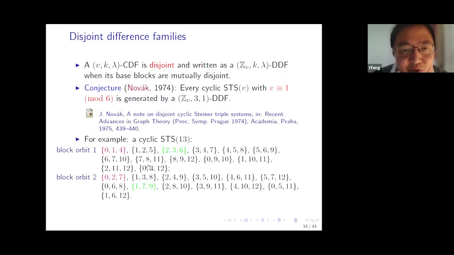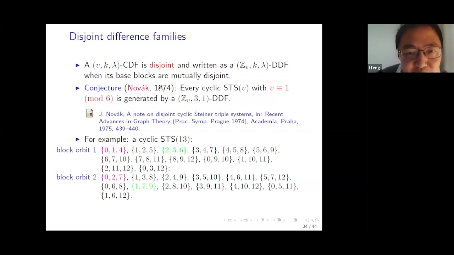Here is an example. For example, if we take the two blue ones, 2, 3, 6 and 1, 7, 9, we can see all the six elements are disjoint, and we can check all the differences. It can form difference families. So these two base blocks can form disjoint difference families of order 13.